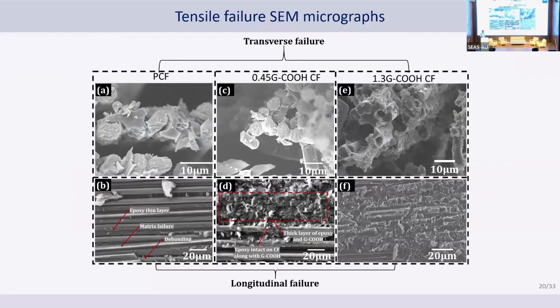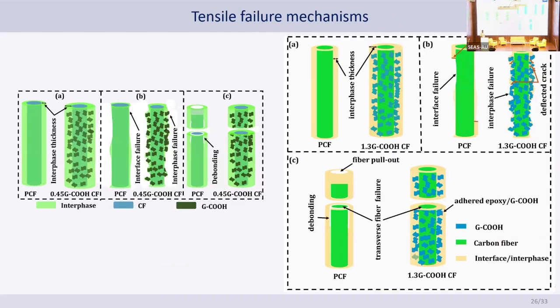So these are the SEM micrographs. Here we can see the pristine carbon fiber composites after failure, these are the images. There is debonding between the epoxy and carbon fiber, but there is no debonding, and there is adhesion of the epoxy to the carbon fiber in the case of graphene deposited composites. So these are the failure mechanisms.